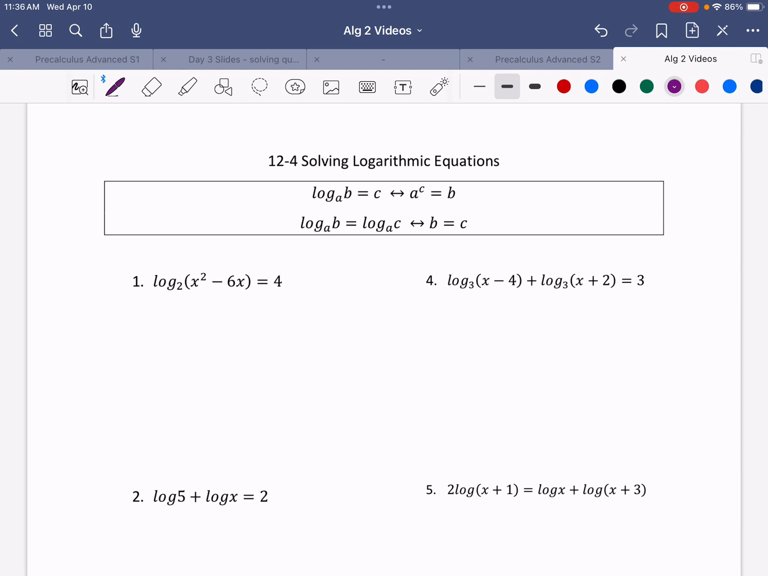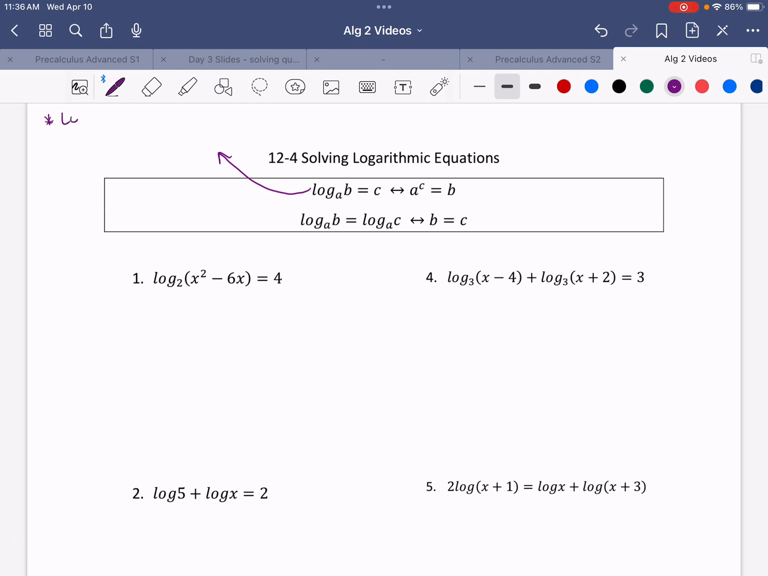So at the top of your paper, it shows you the two different ways that an equation might look. There might be a log on only one side of the equal sign. If that's the case, we're going to rewrite it as exponential. So I'm going to put little notes here. Log on one side only means we rewrite as exponential to get it to something we can solve.